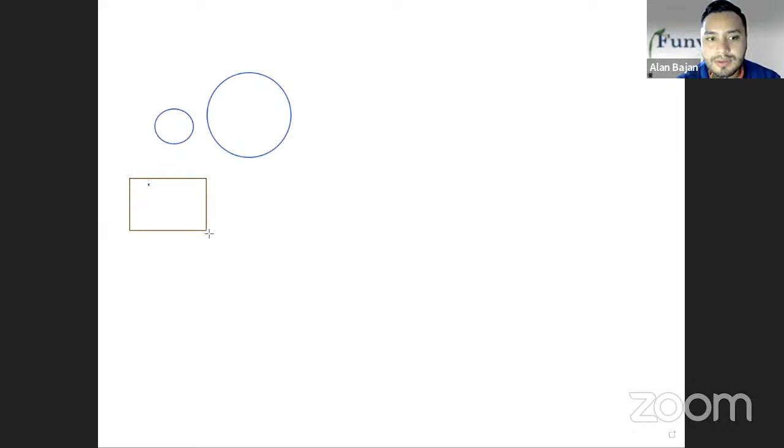So for the topic of today, we will learn comparisons, how to compare one option with another option. For example, this circle is smaller than this square. This square is bigger than this one.